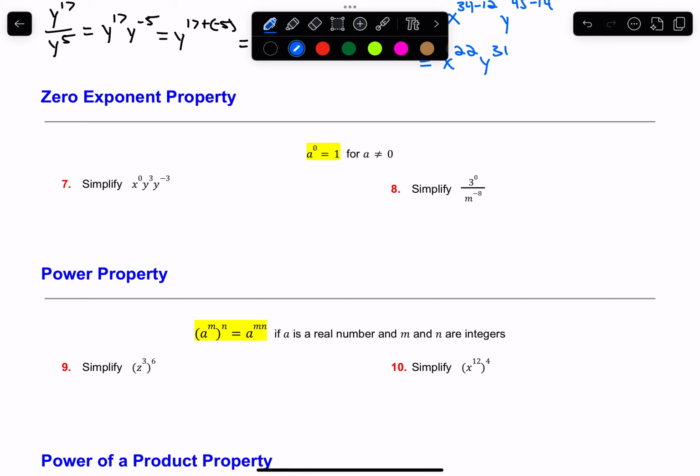And we actually have a good reason for that. Let's say we use the quotient rule to simplify x cubed over x cubed. Well, x cubed over x cubed is x to the 3 minus 3 based on the quotient rule, which is x to the 0. So how do I know that this is 1?